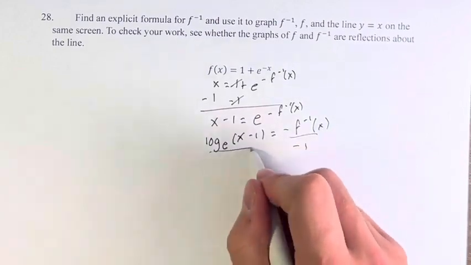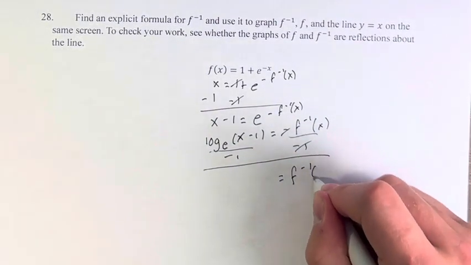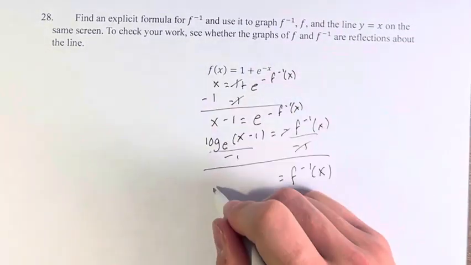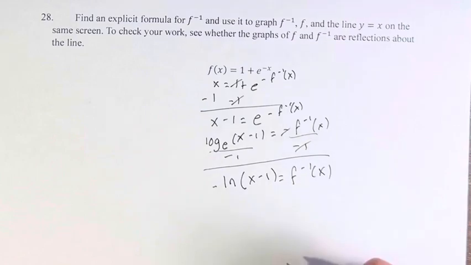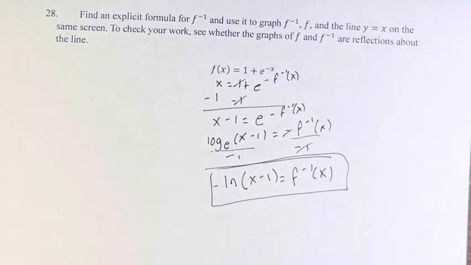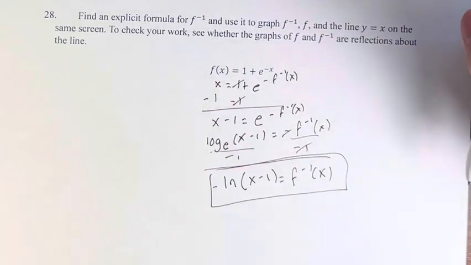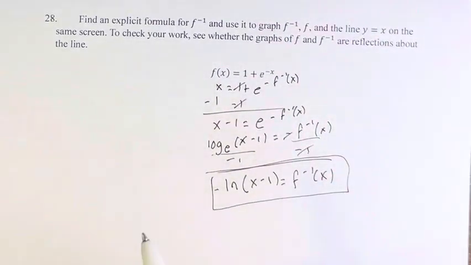Then we just divide by negative 1 to get that to cancel, and we get the inverse of f is equal to negative log base e, the natural log, of x minus 1. So that's the inverse. So we're going to now graph this equation, and y equals x on the same screen.